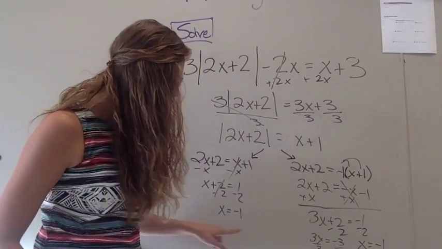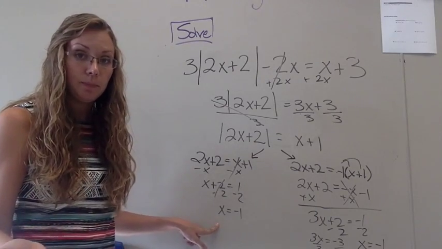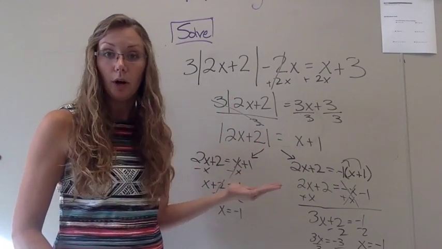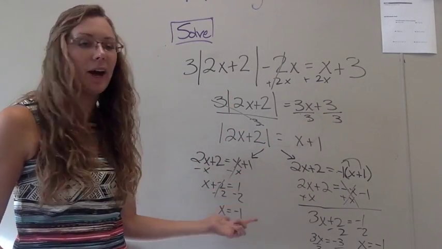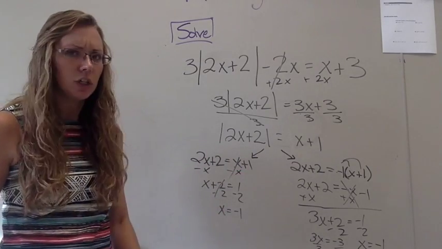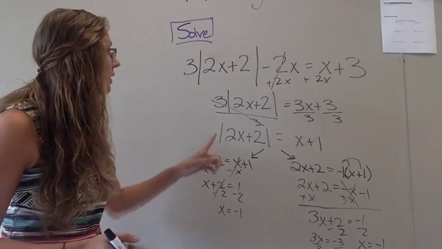There's my other solution. Now look what happened this time. I got the same answer. I'm going to check -1 in here, make sure it works. And if it does, I'm not going to write it twice. I'm just going to write it once. -1 should work for both our positive and our negative version, which seems strange, but let's see why.